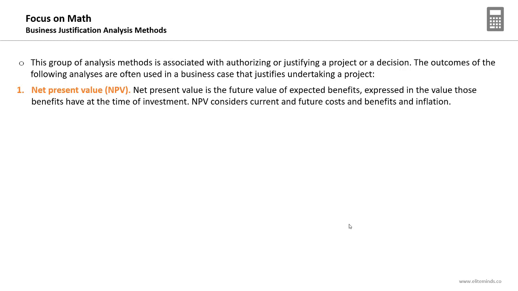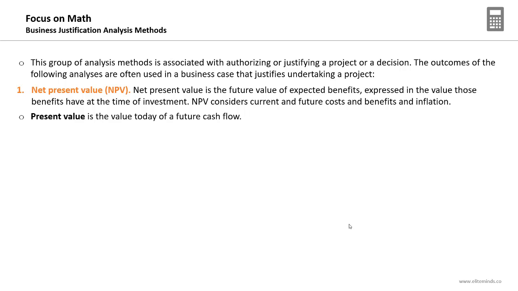It is the total present value of the benefits minus the total present value of the investment or the cost. Now, what is the present value? It is the value today of a future cash flow.